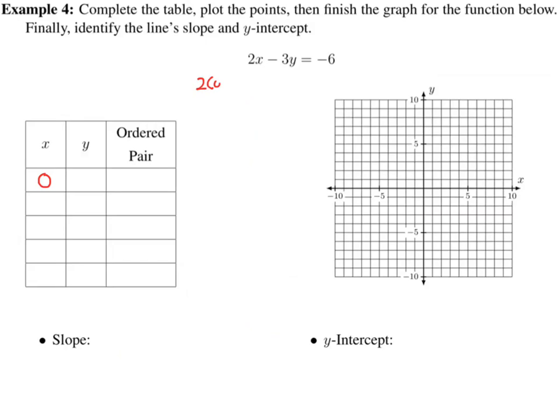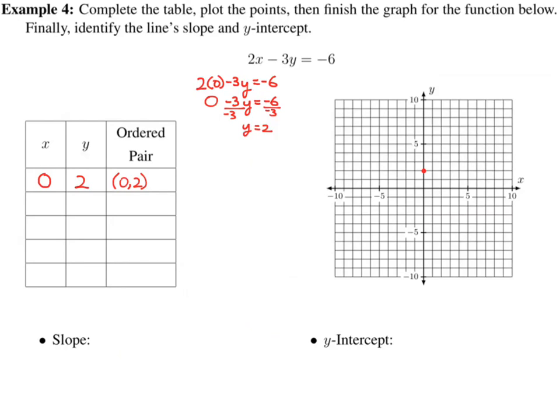So we plug in 0. 2 times 0 is 0. So that 0 over there, but we need to divide by -3. Y equals 2. We got the point 0, 2. Dot. Pick another x.